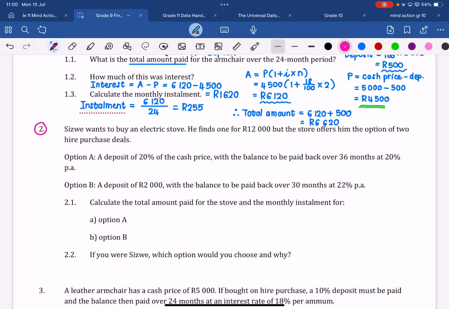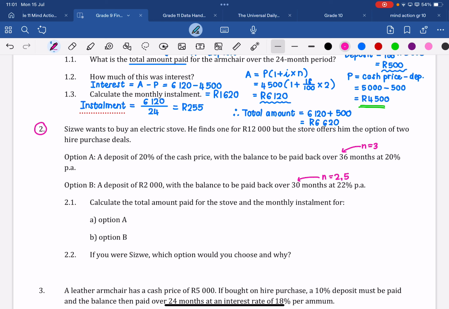Now guys, let's quickly talk about this 30 months here. How many years is this? Okay, did you say? 36 months is 3 years, right? So this one is 3 years. So for this calculation, N is going to be 3. For this one, N is going to be 2.5. Okay, 30 months is 2.5 years. So when you're doing your A calculation using the simple interest formula, N is going to have to be 2.5. Okay, just be aware of that.